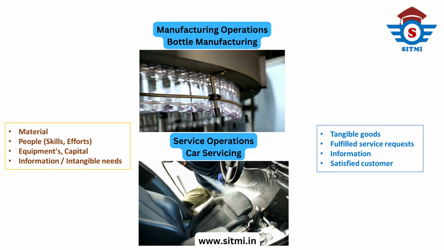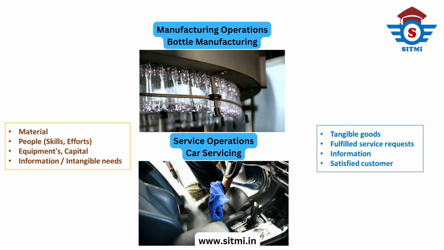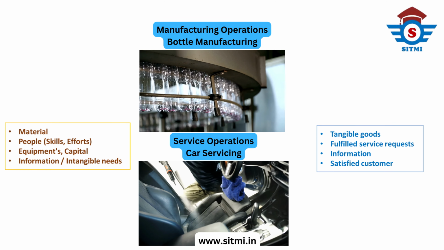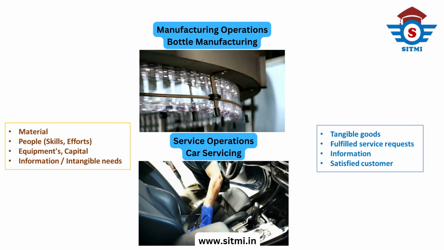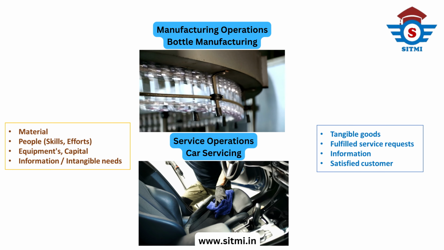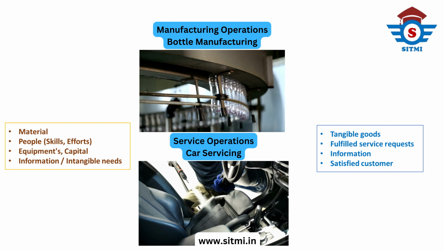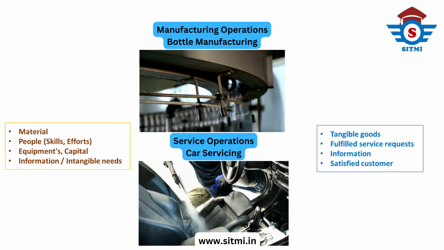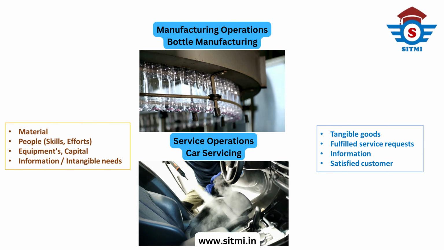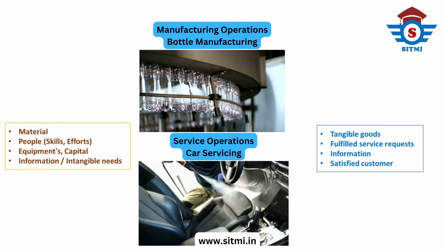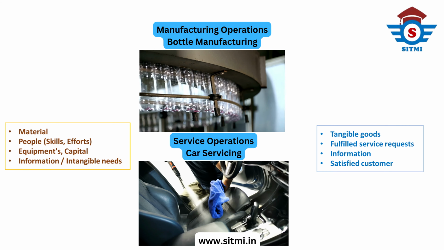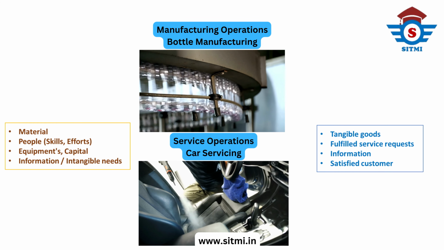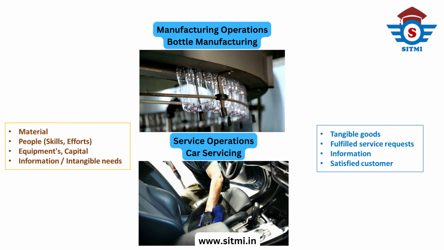Similarly, in service operations, this example talks about car servicing. You will have input in the form of material, any raw material that is required to replace the car parts. You will also need people, and you will also need equipments to service the car. You will need intangible needs or information, that means the request coming from the customer, like what they want done in the servicing of a car.